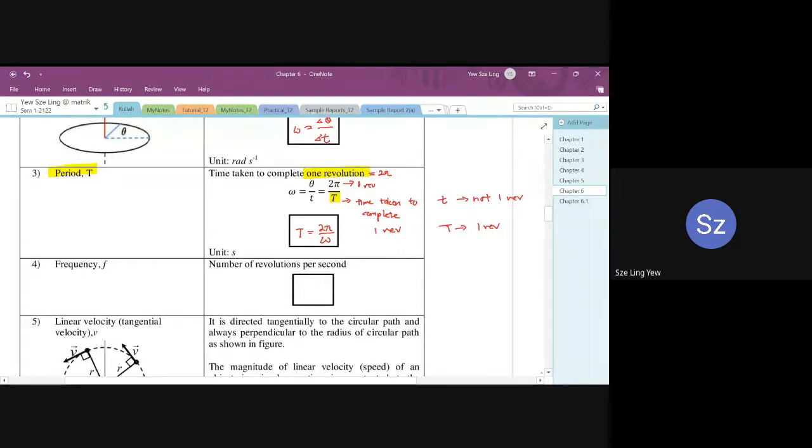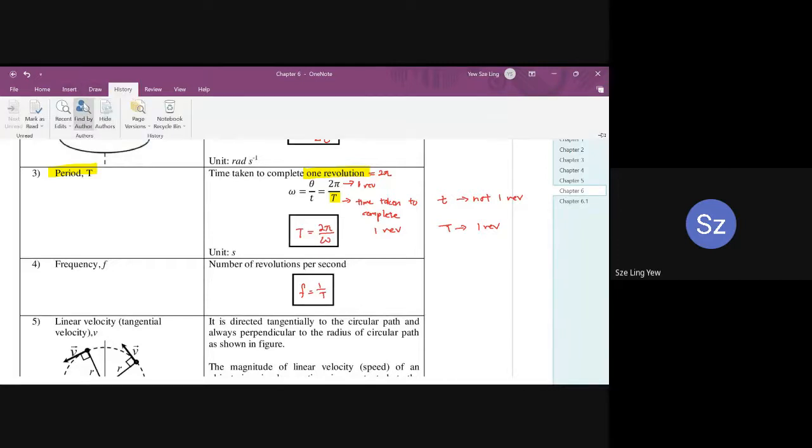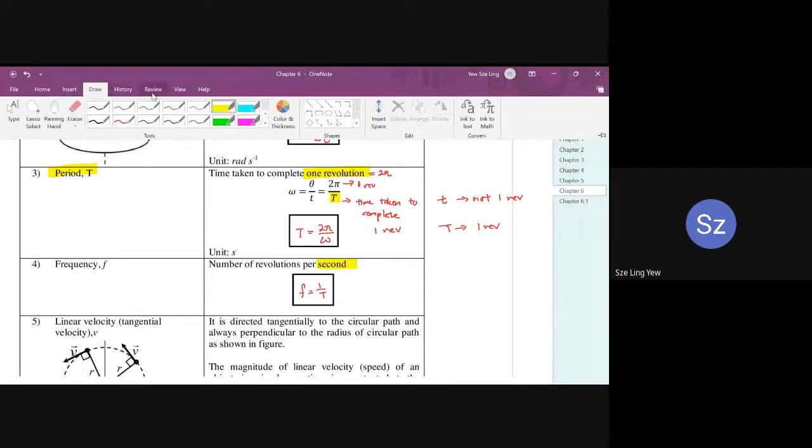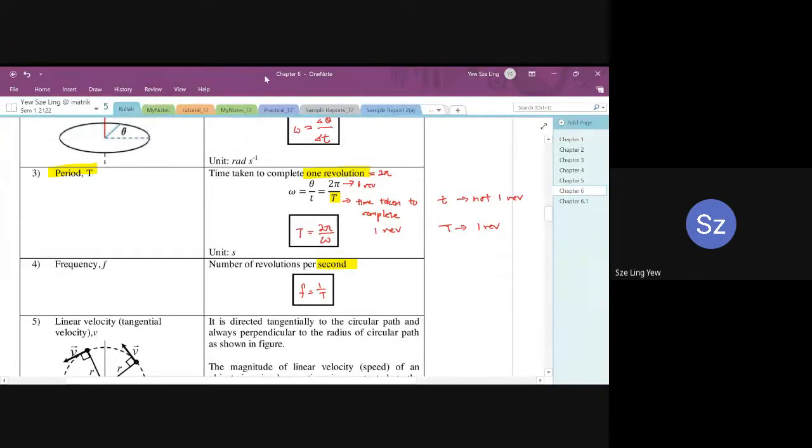And then frequency. Frequency is the number of revolutions per second. So f equals 1 over T. Just now you looked at how long it takes to complete one revolution. Now you see, if you're given a time of 1 second, you can find how many revolutions in that 1 second. If you have 50 hertz, that means you can do 50 revolutions in 1 second. 10 hertz, 10 revolutions per second. The unit for frequency is either hertz or s to the power of minus 1. So you have two different units for frequency.